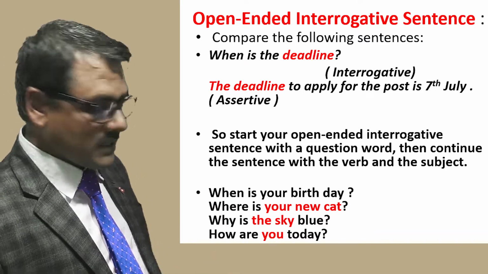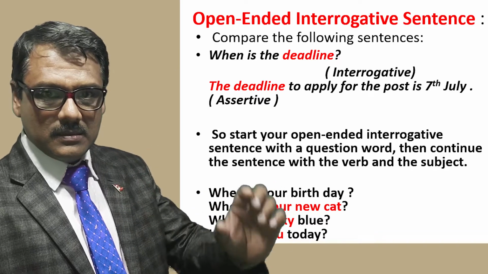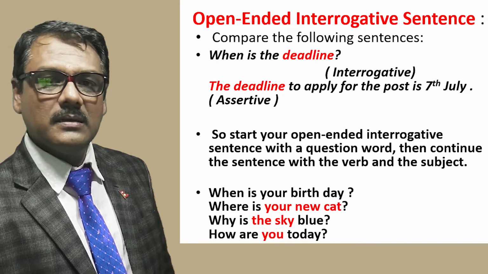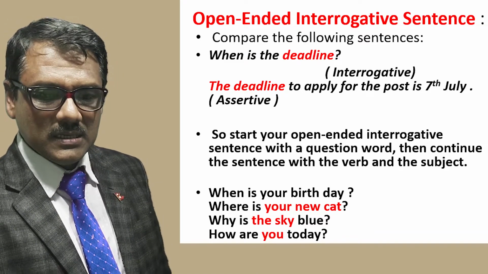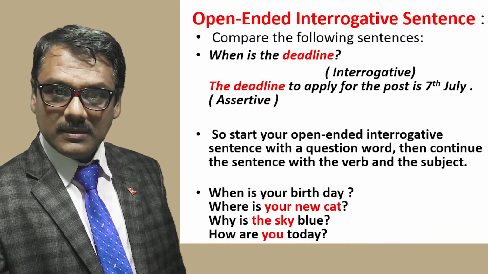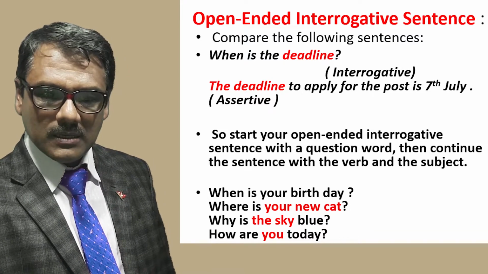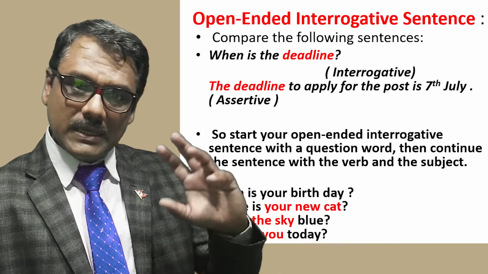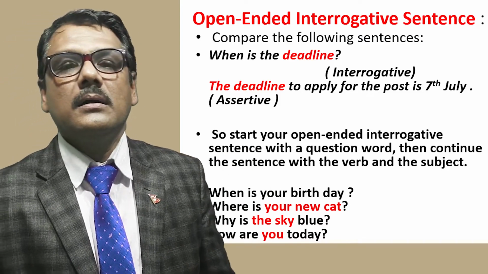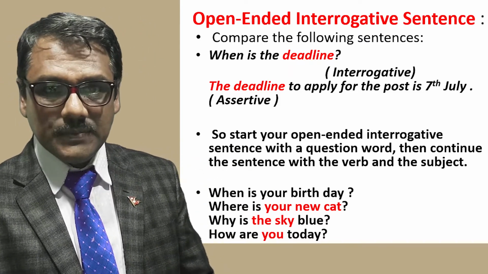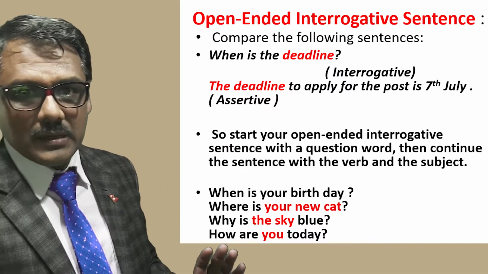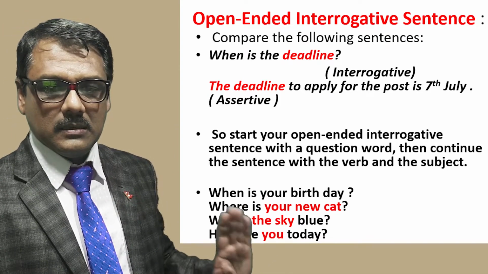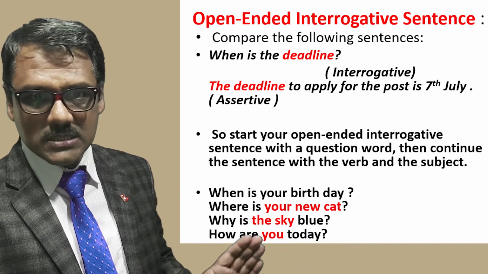And in the rest of the sentences, the red marks are the subjects of the sentences, and they have begun with WH words. The second one begins with where, the third one begins with why, and the last one begins with how. So this is what we come to know about open-ended interrogative sentences, right? Okay, I think you are now clear about the structure of the open-ended interrogative sentence. That means the WH question.